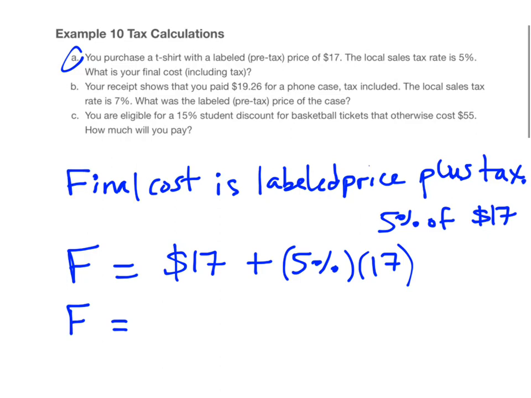So you may remember order of operations. We need to do multiplication before addition. All right, so 5% of 17 is 85 cents. And then the final cost is $17.85.